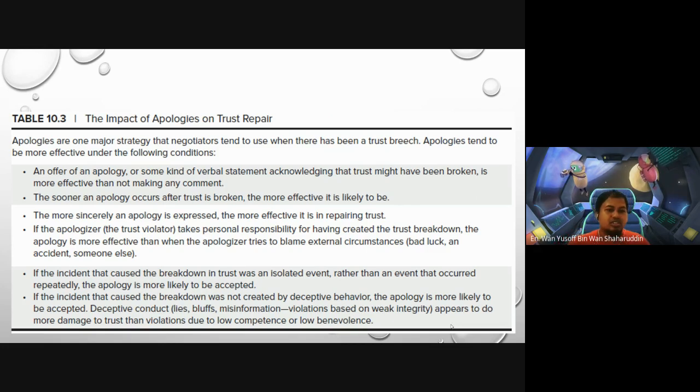If the incident that caused the breakdown in trust was an isolated event rather than an event that occurred repeatedly, the apology is more likely to be accepted, meaning that this is not the same mistake that you have been repeating over and over again. So if the incident that caused the breakdown was not created by deceptive behavior, the apology is more likely to be accepted. For example, the violation is caused by technical issues, or by circumstances that cannot be avoided, not because of deception. Then the apology is much more effective in maintaining the relationship.